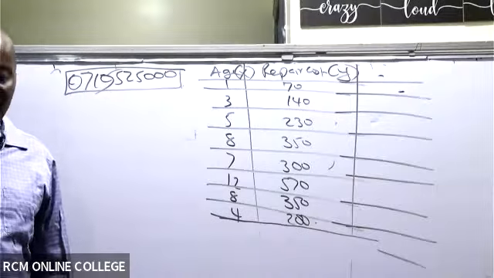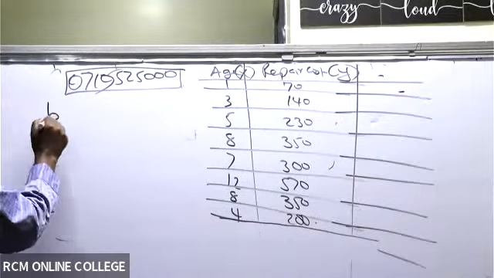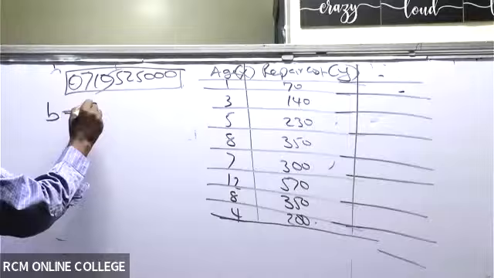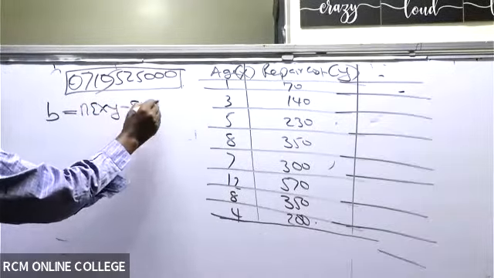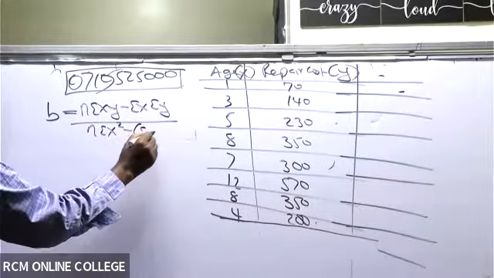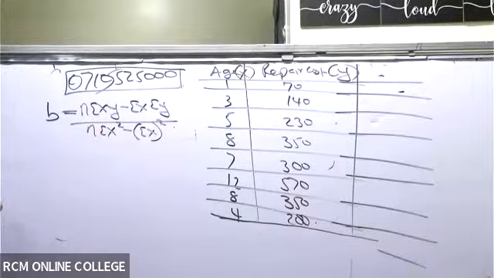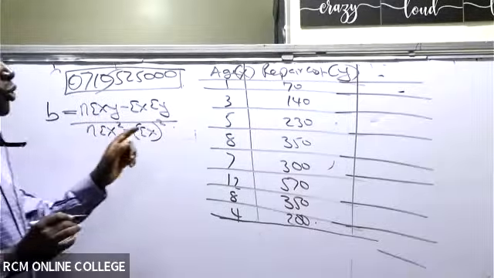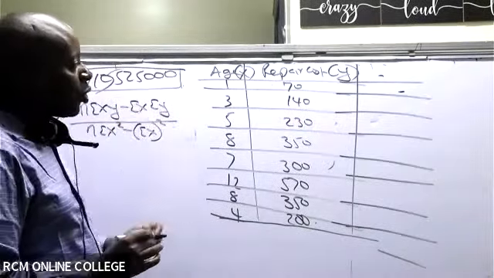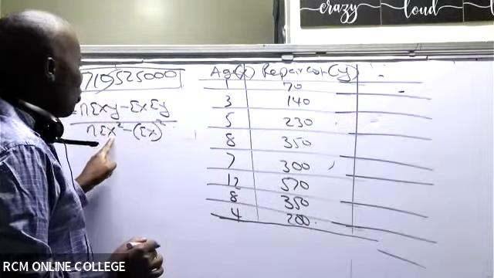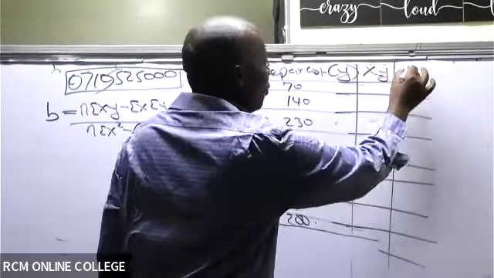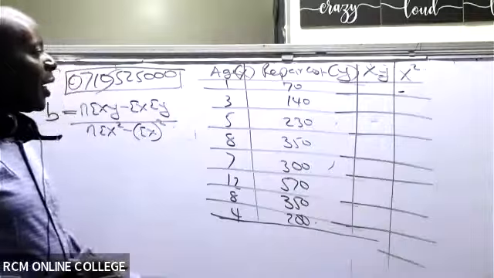So remember, what are we doing? We want to get the value of B. Because they have asked us to give them the regression equation, to get B, we normally take n sum of xy minus sum of x sum of y, all over n sum of x squared minus bracket sum of x squared. You must cram that formula. So you must introduce two additional columns, this column for xy and this column for x squared. So xy means you're multiplying.